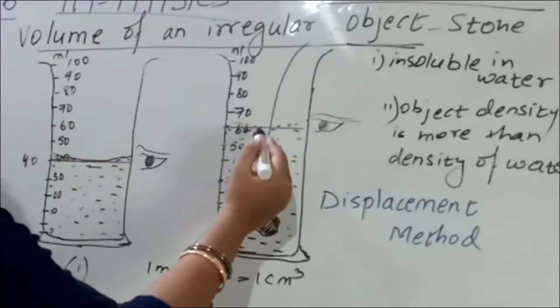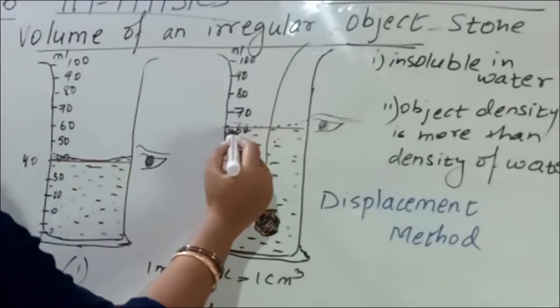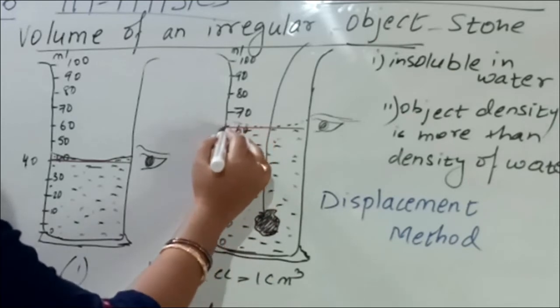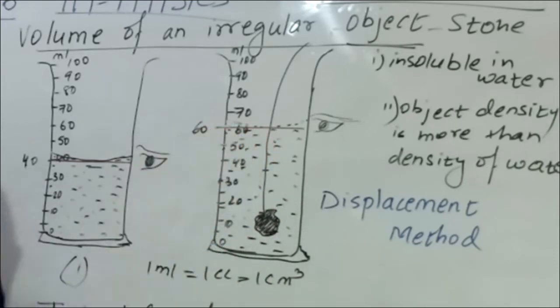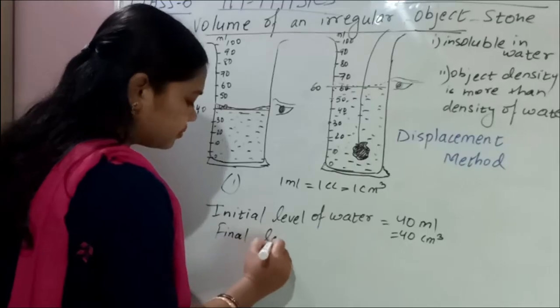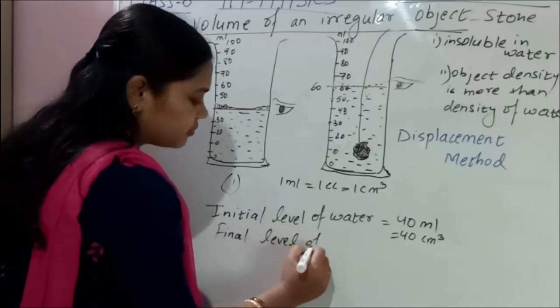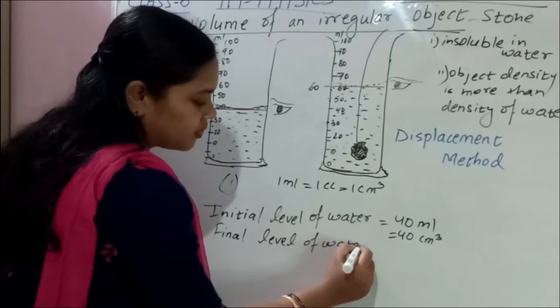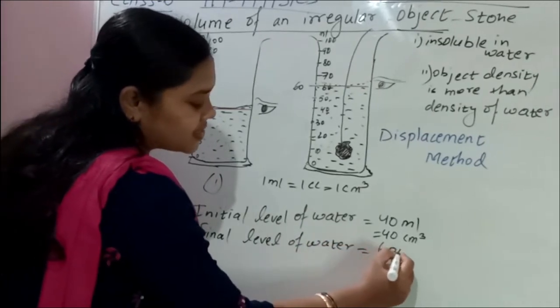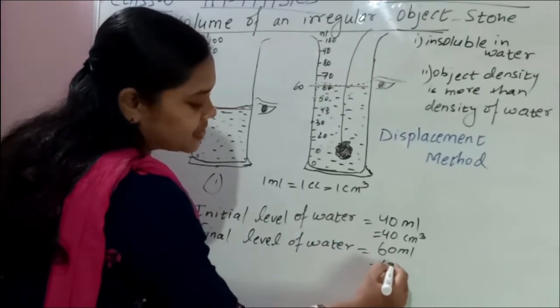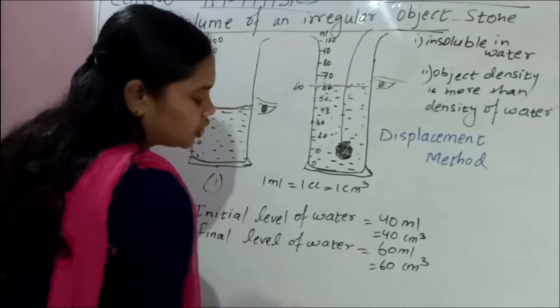Now check the volume. Okay, check the level. Now level is 60 milliliter. Is it? 60 milliliter. So final level of water is what? 60 ml. That is 60 centimeter cube.